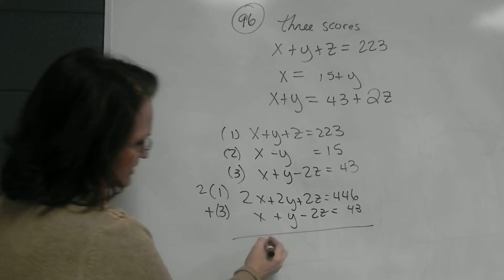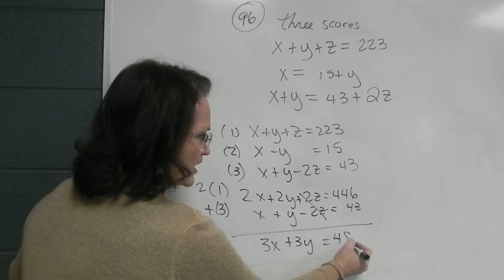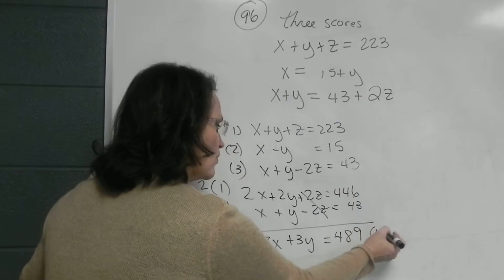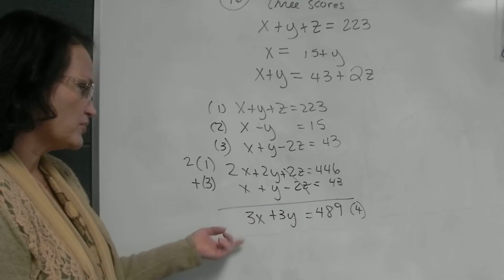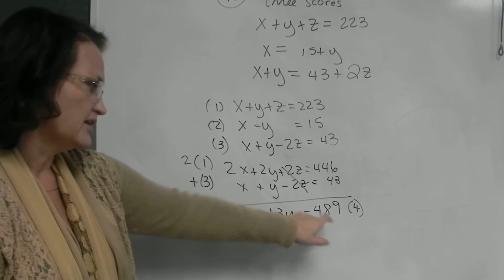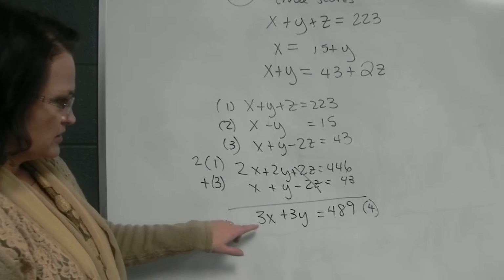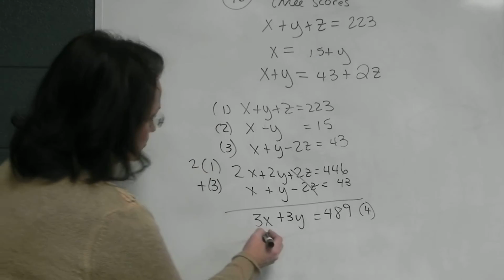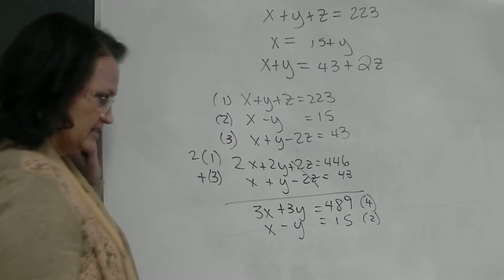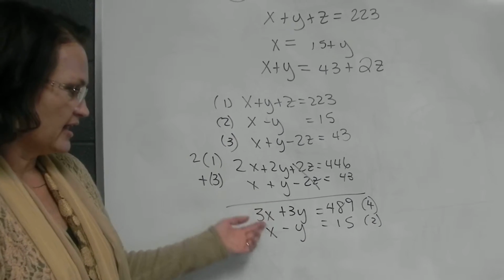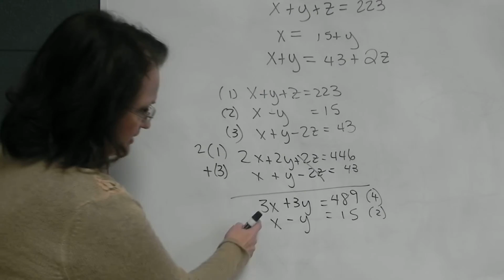Now when you add, it's 3x, 3y, the z's drop out, and 489. That's equation 4. We'll call that equation 4 when you create a new equation. If you wanted to, you could divide by 3 to make it easier, but that's optional. So now I've got equation 4 and equation 2, which is x minus y equals 15. It's already missing z. I want to add these so that x or y drops out. So if I times through by 3, that'll make that happen.